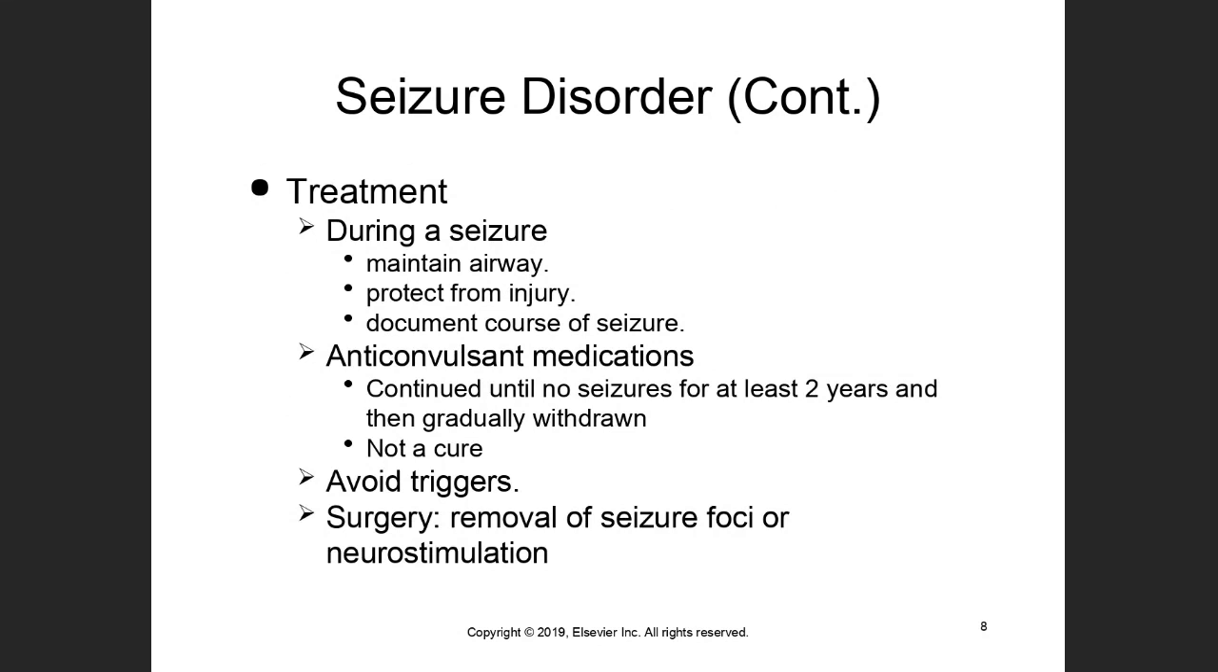Treatment during a seizure: maintain the airway, protect from injury, document the course of the seizure. Anticonvulsant medication continues until no seizure for at least 2 years, and then gradually withdraw. Not a cure. Avoid triggers. Surgery to remove the seizure focus or neurostimulation.